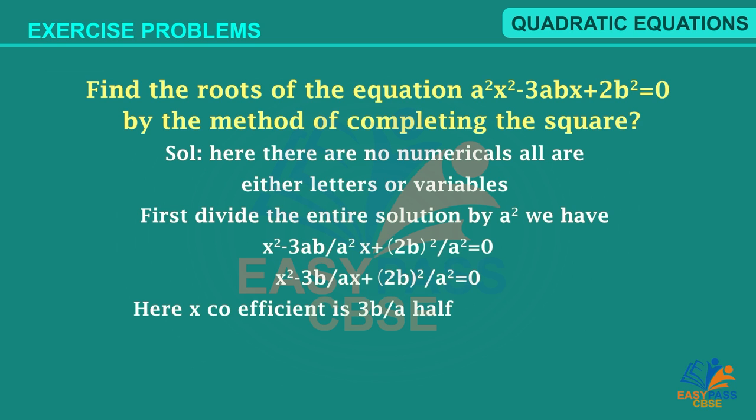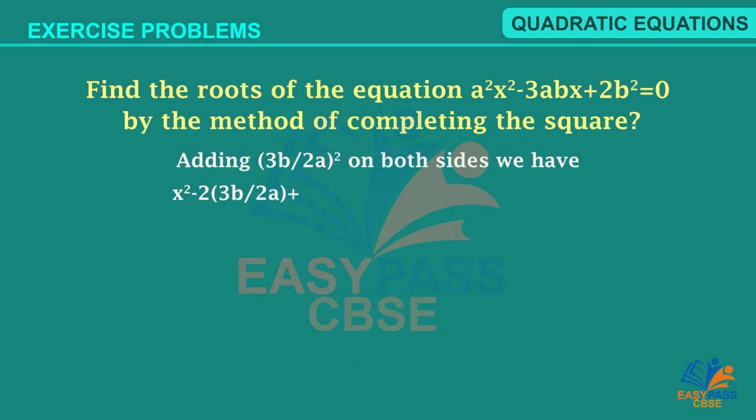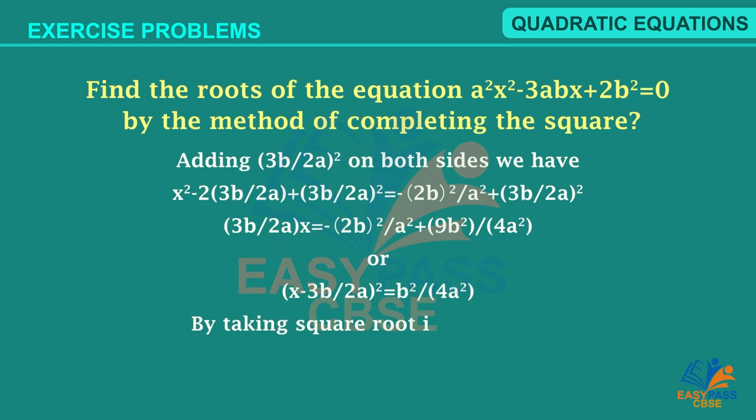Here, x coefficient is 3b by a, half of that 3b by 2a. Squaring, so adding the square of that one, that means adding 3b by 2a whole square, we have x square minus 2 times of 3b by 2a x plus 3b by 2a whole square is equal to minus 2b square by a square plus 3b by 2a whole square. Now, left hand side will become, by the identity a square minus 2ab plus b square, x minus 3b by 2a whole square. Whereas, right side, minus 2b square by a square plus 9b square by 4a square. Or, x minus 3b by 2a whole square equal to b square by 4a square. By taking square roots on both sides, x minus 3b by 2a is equal to the square root.